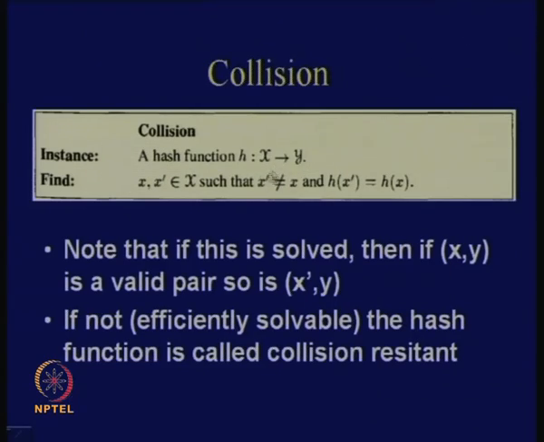It says that given a hash function, you have to just give a result in two values, say x and x dash, which are not the same but which lead to the same hash output. Okay. So you have been provided with one algorithm, you have to study that algorithm and give two distinct values which result in the same hash output.